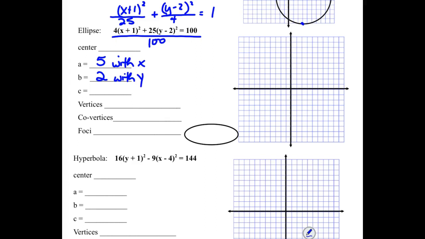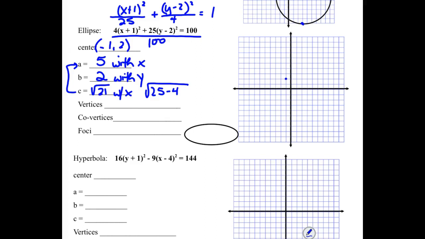How did we find C? Okay. A squared minus B squared. So 25 minus 4. We've got the square root of 21. Which one does that go with? Goes with X. It goes with the same thing as A did, right? Okay. So can you figure out the center from the equation? Center would be (-1, 2). All right. So let's graph our center.